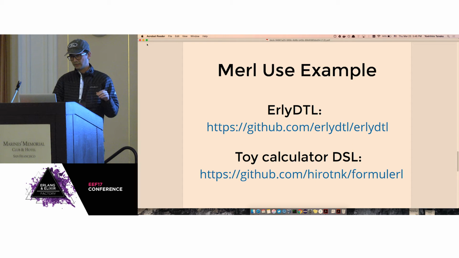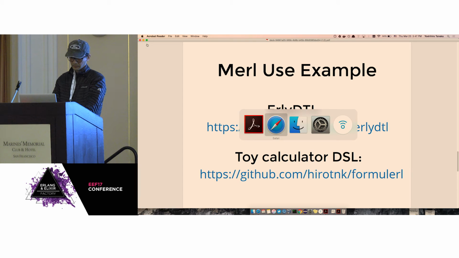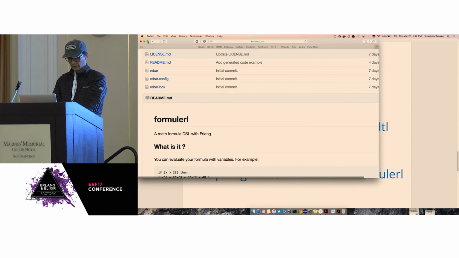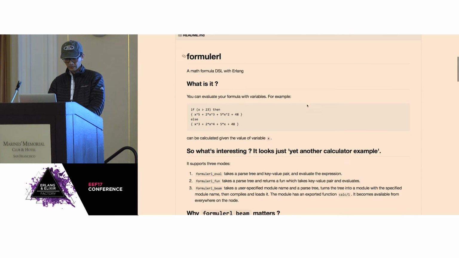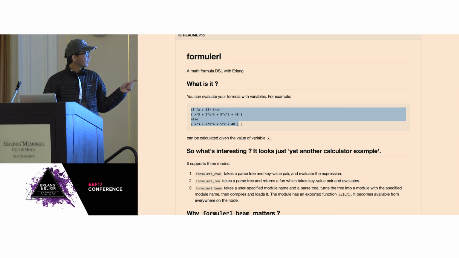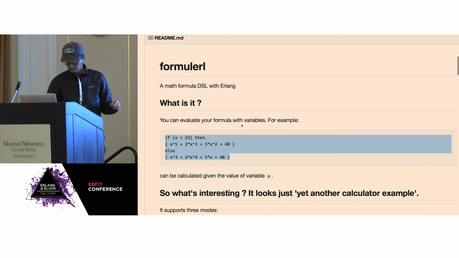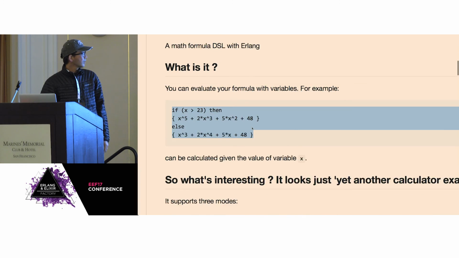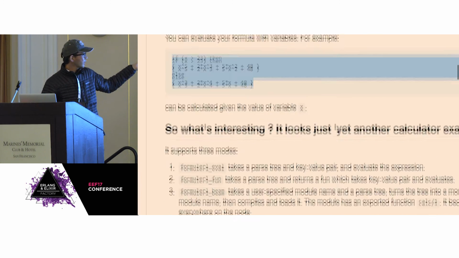An example of using Merl is probably Redtl, which is probably the famous one, but it's a little bit complicated. So I wrote a small toy calculator example, and this is how it looks. This is a small DSL that can express some mathematical formula, and you can take this as a string.